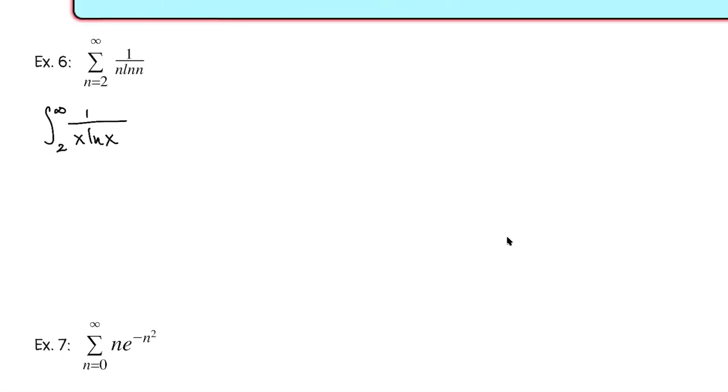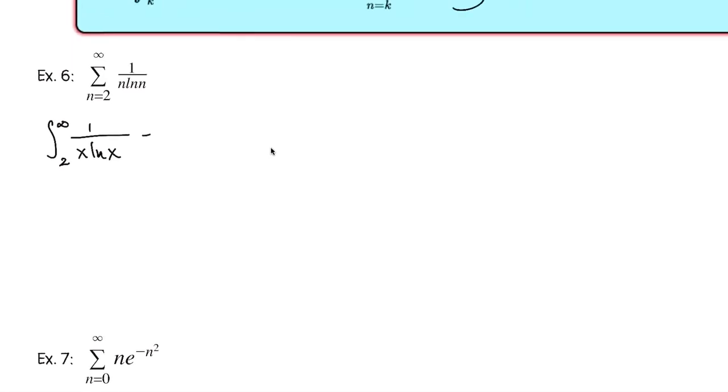Negative numbers? Negative numbers I can't plug in. 1 I can't plug in, right? Because 1 gives me a 0 in the denominator. So that's why this particular infinite series starts at 2, because there's certain limitations. We want to make sure that it's continuous, that it's decreasing, and that it's positive, okay?